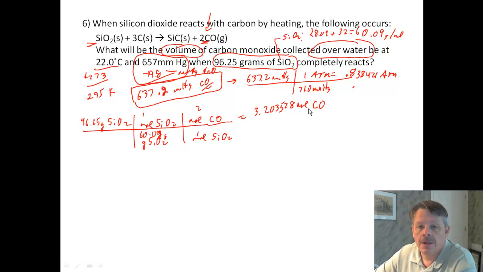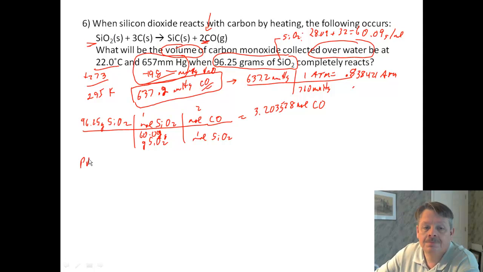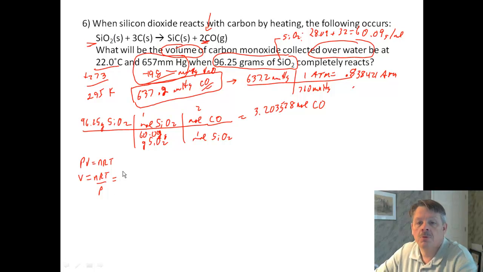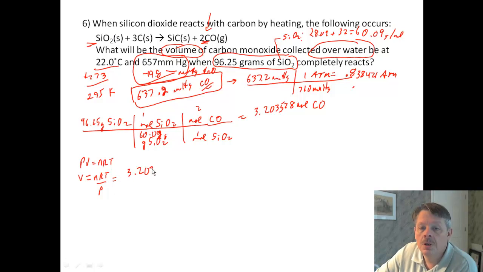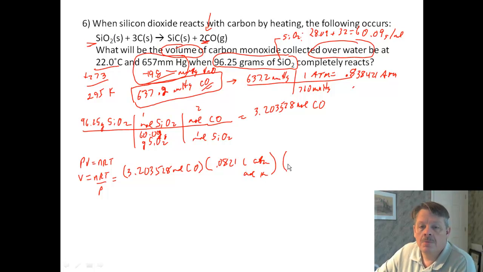Okay, so now what I have to do is I have to use PV=nRT. And I'm trying to figure out the volume. So volume is going to be nRT over P. And the number of moles, which I just calculated, is 3.203528 moles of carbon monoxide. And my R constant is 0.0821 liters atmospheres per mole Kelvin. And my temperature is, let's see, what's my temperature? 295 Kelvin. And what's my pressure?